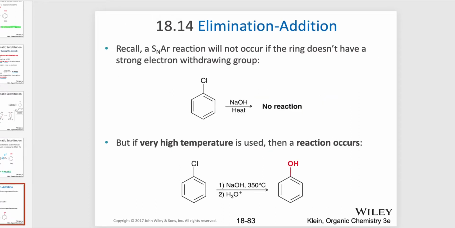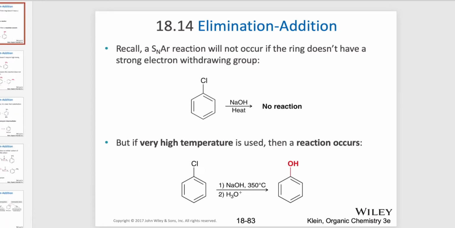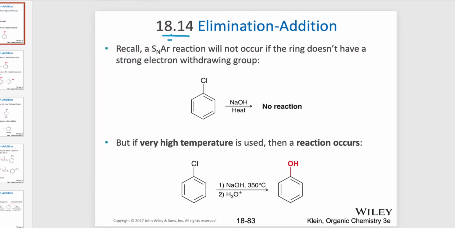Moving on, there is another set of reaction conditions available. I try to color code this a little bit. So in 1814, what we're dealing with is a different type of mechanism. We first eliminate the leaving group, and then we're adding the nucleophilic component. So we will not have a nucleophilic substitution if the ring doesn't have a strong electron withdrawing group.